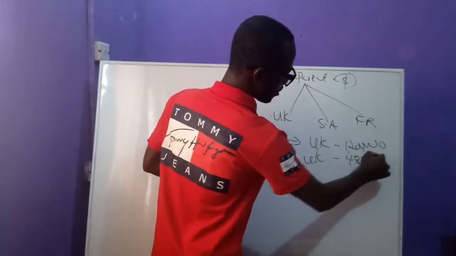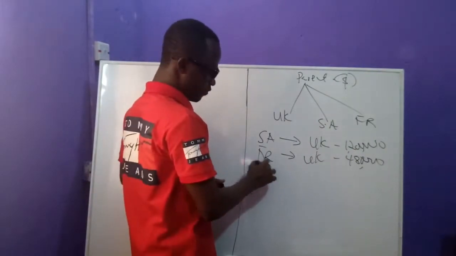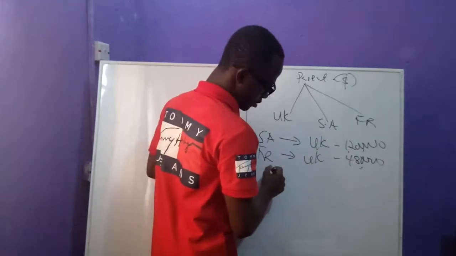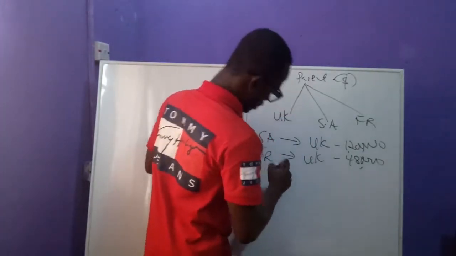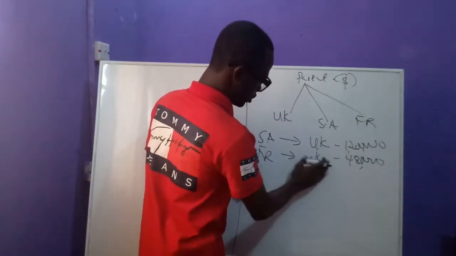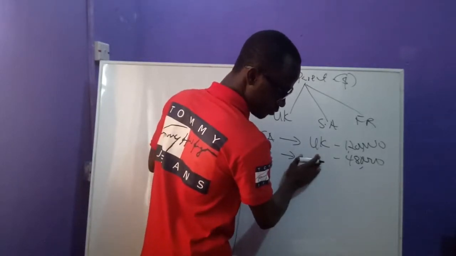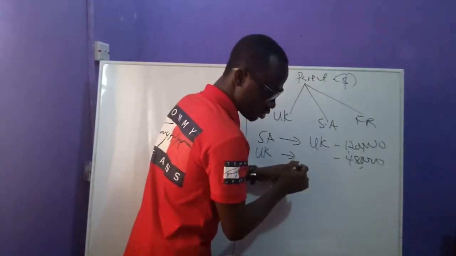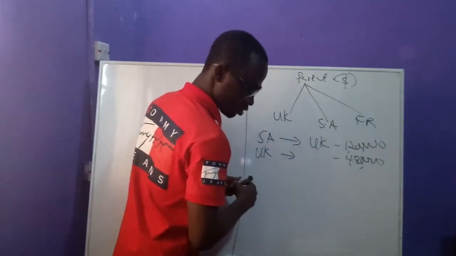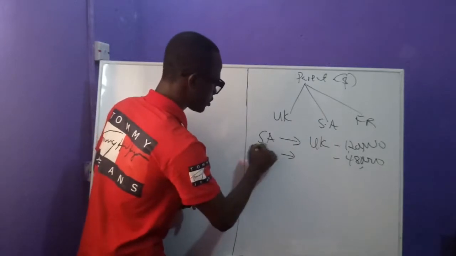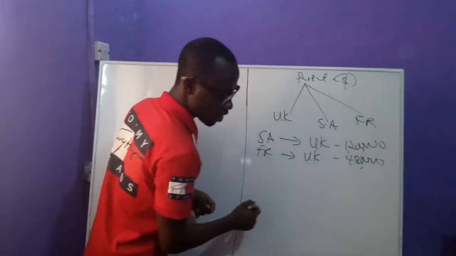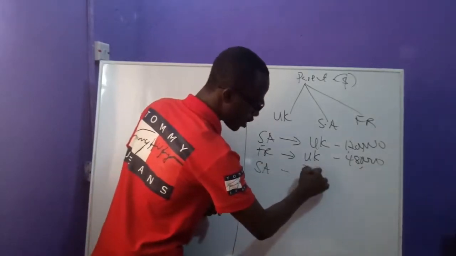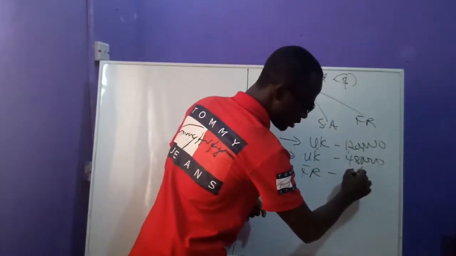Then the France company owes the UK company an amount of 480,000. I need to get that right. The France company owes the UK company, this is correct. The South Africa company owes the France company $800,000.